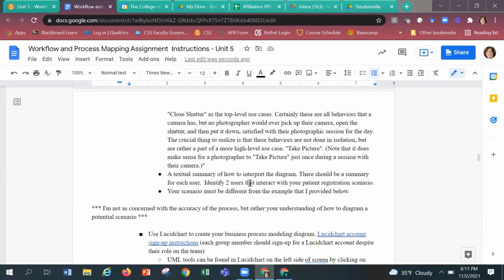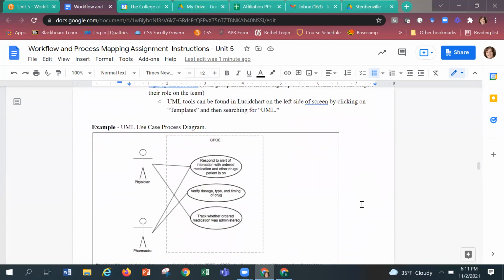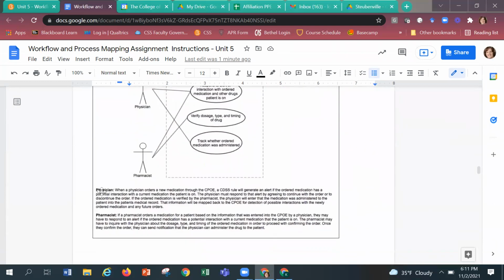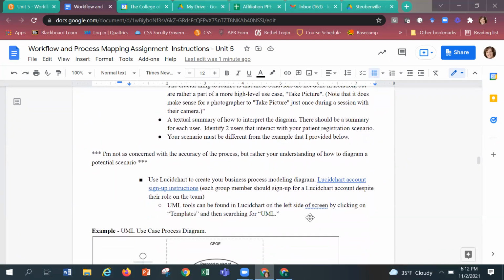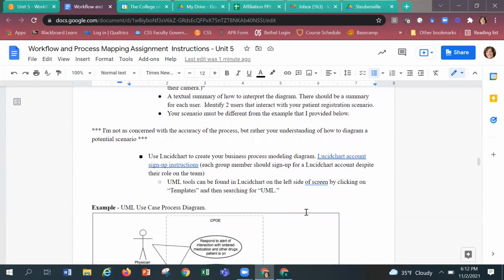And then to conclude that use case, I want you to provide a textual summary of how to interpret the diagram. So there should be just kind of a summary for each user. So identify the two users that interact with your patient registration scenario. And then, of course, your scenario must be different from the example that I provided below. Okay. And here's an example of that summary for each of the characters in this example. Okay, so please note here too, I'm not as concerned with the accuracy of the process, but rather your understanding of how to diagram a potential scenario. So making that use case, okay?